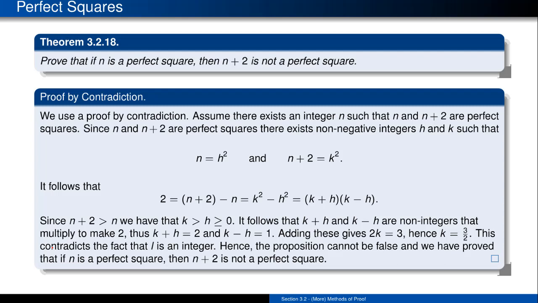So here's where the little trickery came into play: the difference between those two things is going to have a gap of 2. I'm going to write 2 as k squared minus h squared, do that factorization, and here's where I'm going to say one of these things must be a 2 and one of them must be a 1.